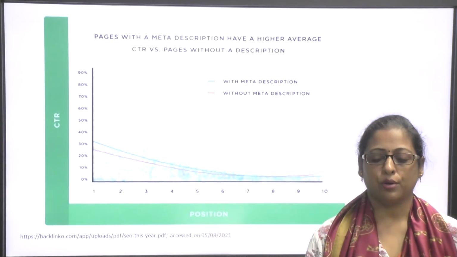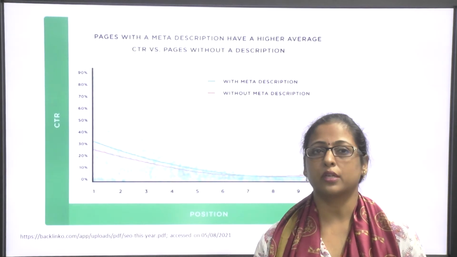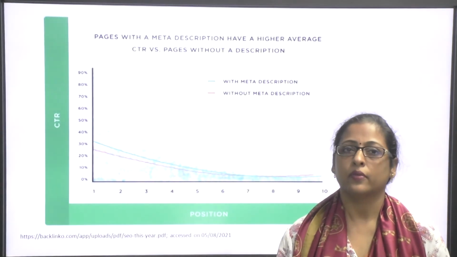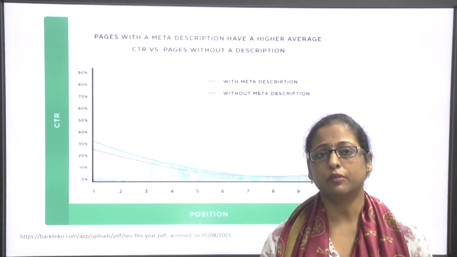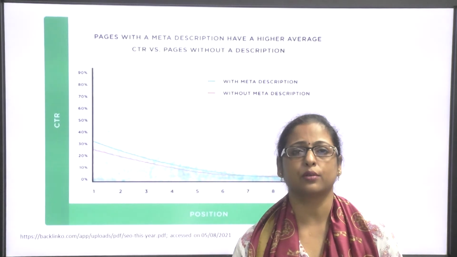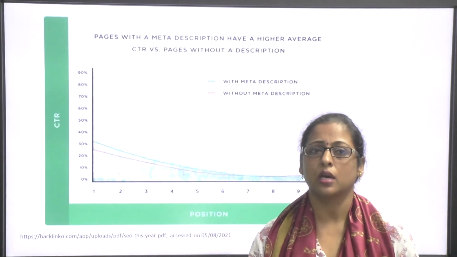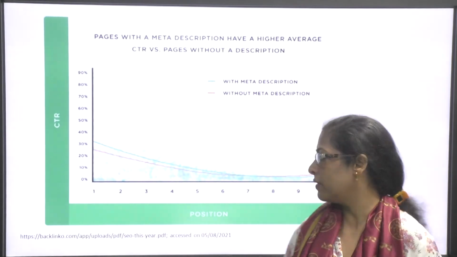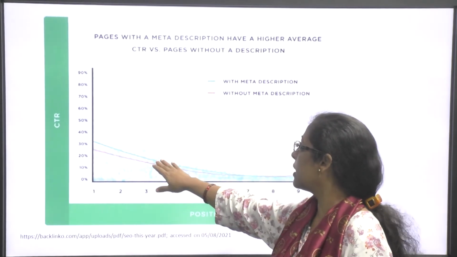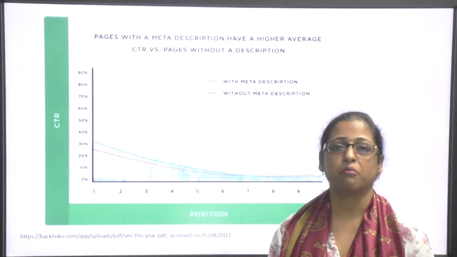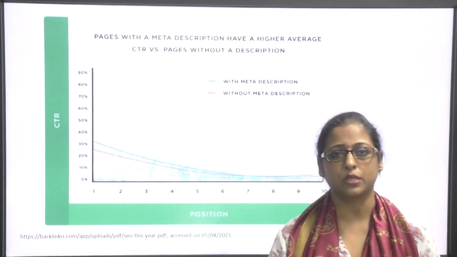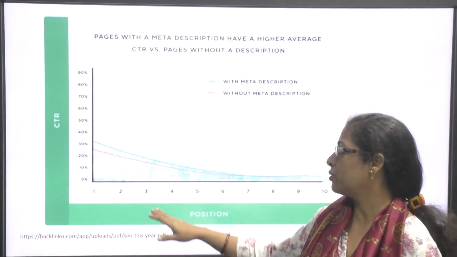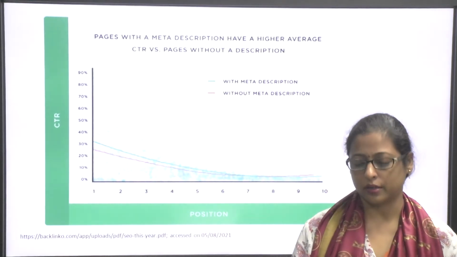Over here I have shown you a small infographic which describes how websites using meta descriptions and those without meta descriptions are being searched, and you can very well see that the CTR rate is much higher for those with meta descriptions in comparison to those without.